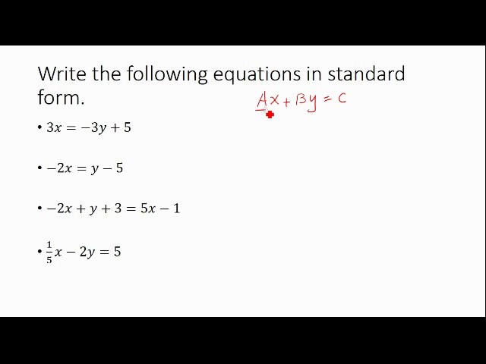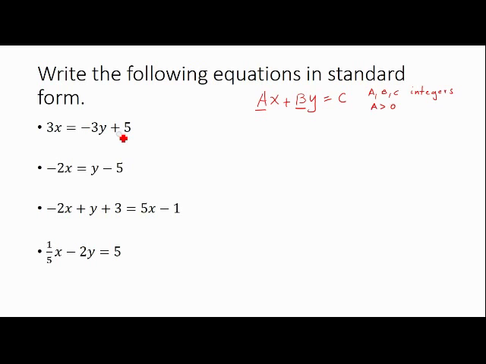So here a, b, and c are the numbers that are multiplying x and y, and c is a constant, and they have to be integers. So a, b, and c have to be integers. That means that they can be either whole numbers or negative numbers, and a has to be a positive number.